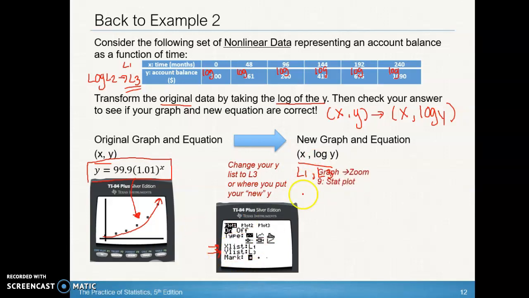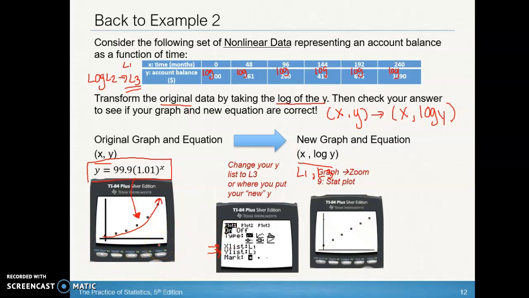Now you go to graph. Remember, you're going to go to second stat plot, and then just hit the graph button, which is right here. If it doesn't come up, remember, you go zoom 9, and then notice how beautifully linear that now is. Now I have a linear equation.